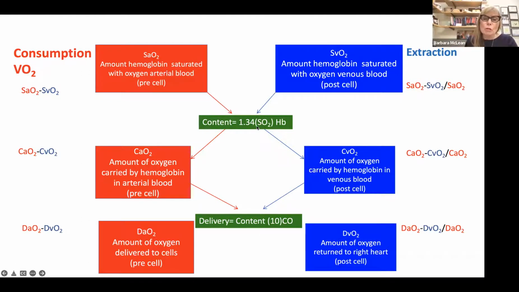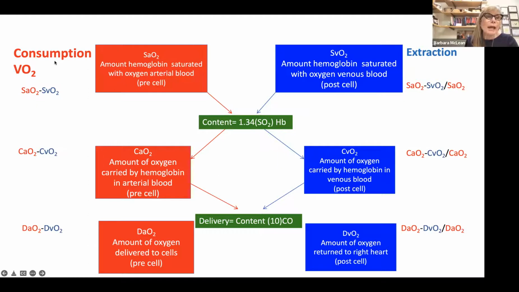There are only two formulas. And again, I'm not asking you to know these formulas. I'm really not. I want you to understand the concept. You have to know what the arterial sat is, and you have to know what the hemoglobin is. That's what gives you the content. You have to know the cardiac output. That's what gives you the delivery. You have to know what the SvO2 is, and the same hemoglobin, and the same cardiac output. So the only two different numbers that you are looking at are SaO2 and SvO2.